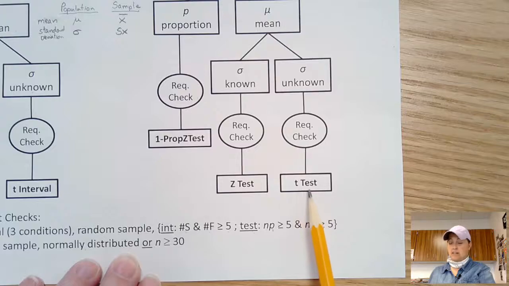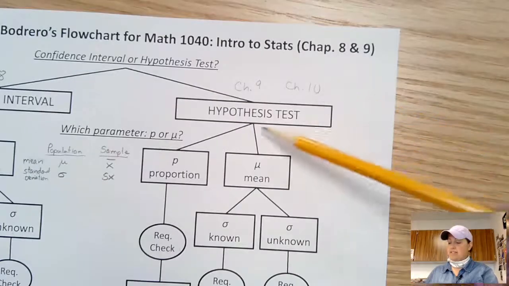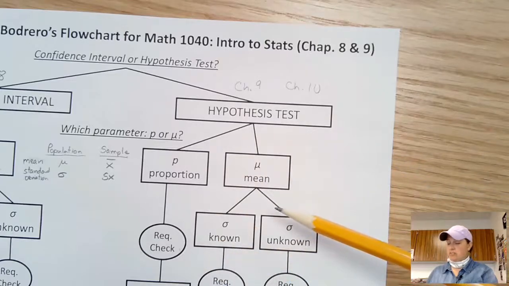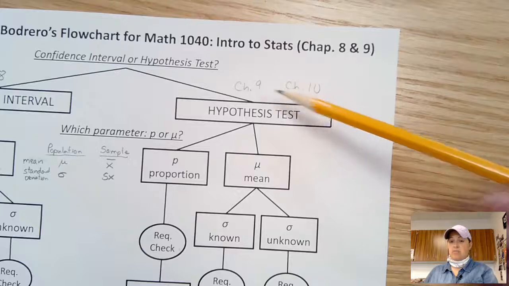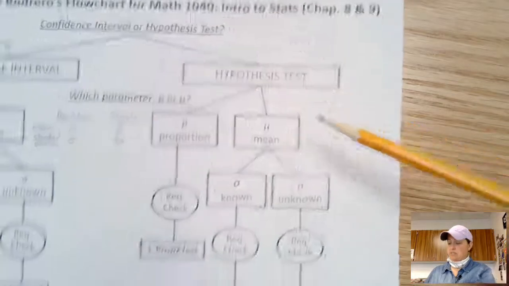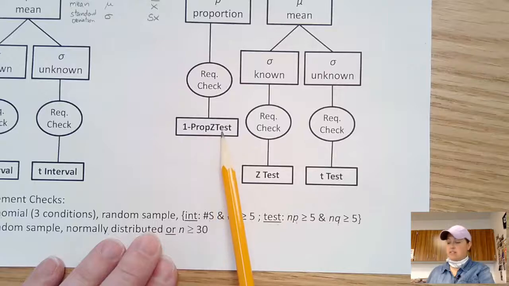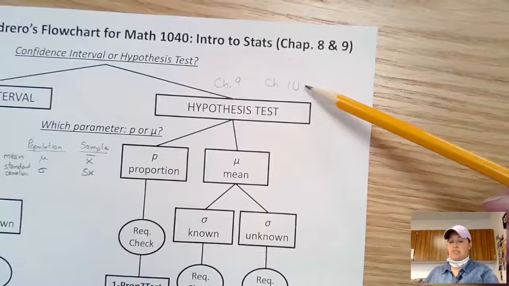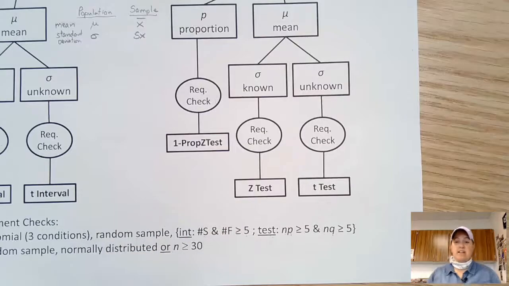Now, I've written up here Chapter 10 because this is the same kind of decision chart you're going to be using. It's just that instead of for a single sample, we're going to be doing it for 2 samples. So instead of it being a 1 proportion Z test, if we're doing it in Chapter 10 and we have 2 samples, it'll be a 2 proportion Z test. We hope that adds a little bit more clarity to this chart.